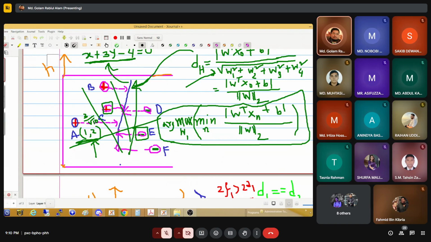So now we want to update it just by adding one new thing, because we have already W transpose xn plus b. We want to multiply this one by yn. So here, instead of our absolute value, we can consider yn times W transpose xn plus b.